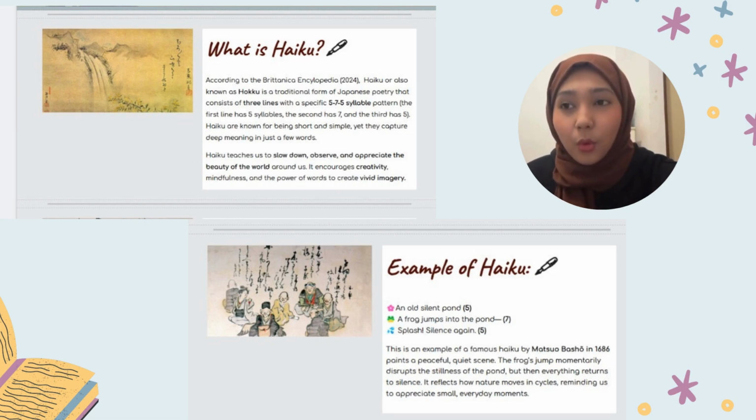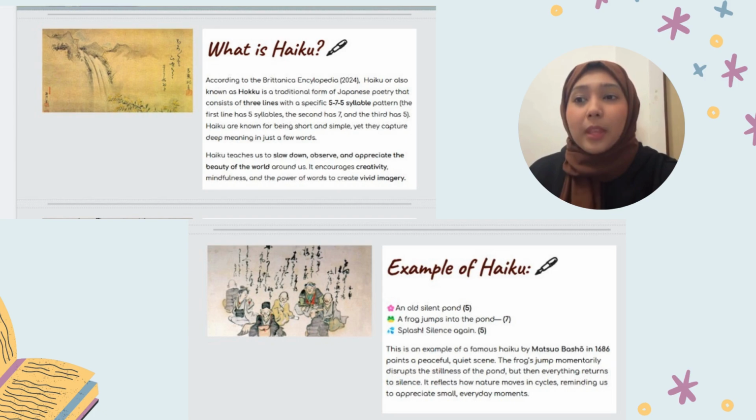So, what is haiku? According to the Britannica Encyclopedia 2024, haiku, also known as hokku, is a traditional form of Japanese poetry that consists of three lines with a specific 5-7-5 syllable pattern. The first line has 5 syllables, the second has 7, and the third has 5. Haiku are known for being short and simple, yet they capture deep meaning in just a few words. Haiku teaches us to slow down, observe, and appreciate the beauty of the world around us. It encourages creativity, mindfulness, and the power of words to create vivid imagery.